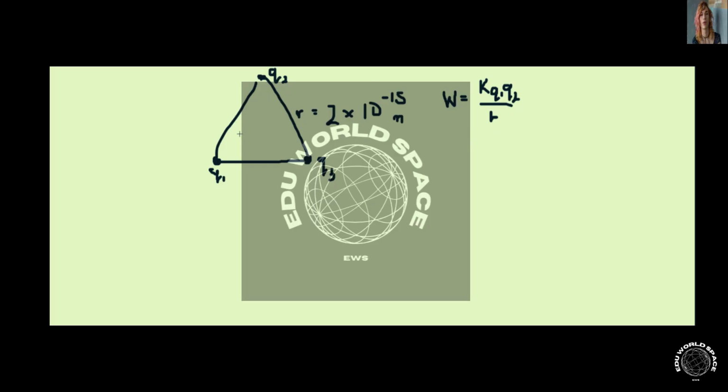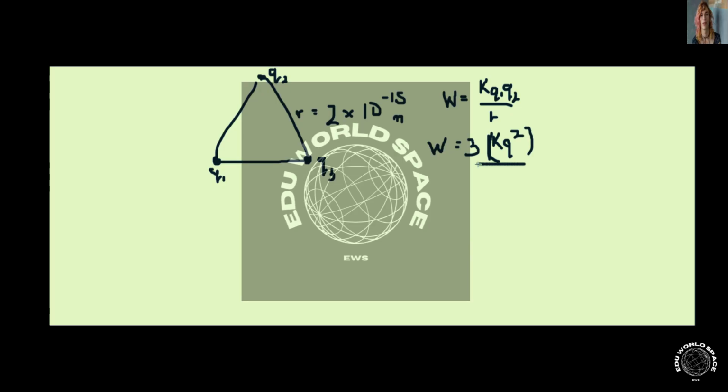If you have three charges, there's a total of three different exertions of force. So we must add the total work done. Since the charges are the same and the radius is the same, we can just multiply this value by a constant of 3. And again, since the charges are the same, we can just make it q squared, since charge 1 and charge 2 are the same thing.